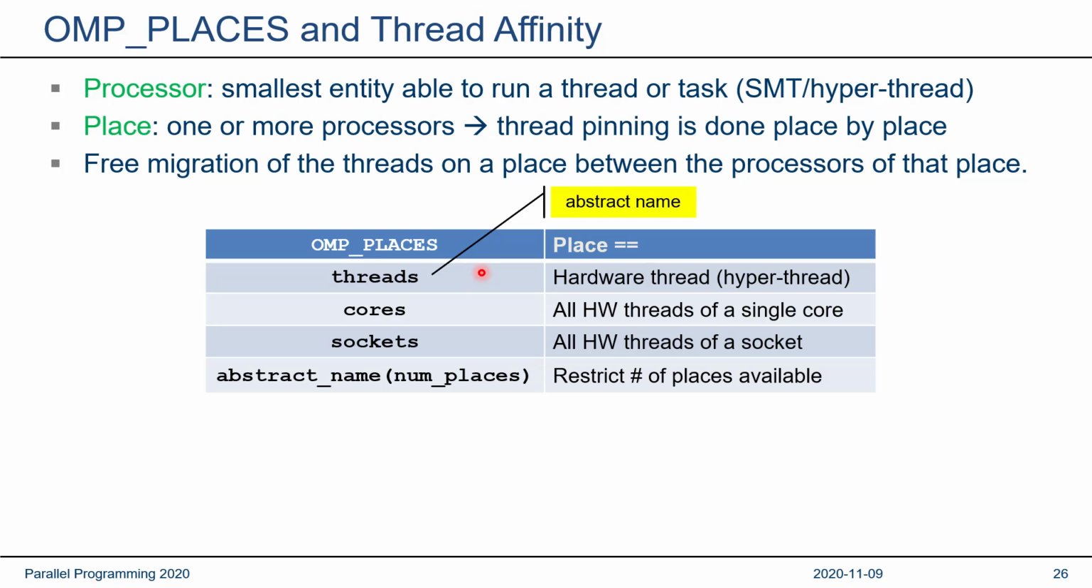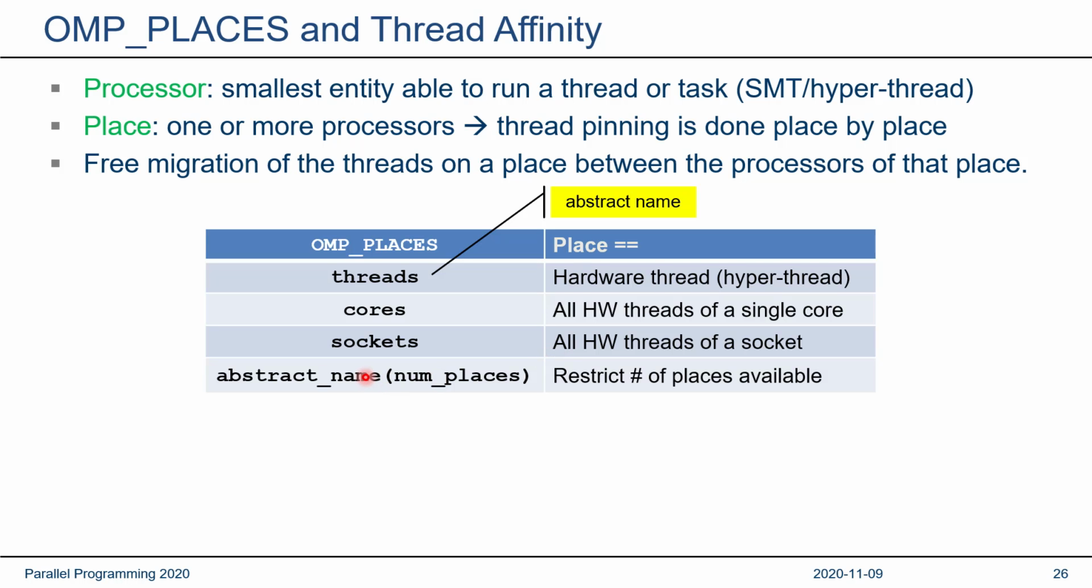Now, generally, you can say that if OMP_PLACES is set to threads, then one place is one hardware thread or hyperthread or SMT thread. If OMP_PLACES is set to cores, then one place is all hardware threads of a single core. In modern Intel and AMD processors, that's usually one physical core comprising 2 hyperthreads. But there are examples of CPUs in which one physical core has up to 8 hyperthreads. If OMP_PLACES is set to sockets, then one place comprises all hardware threads within a socket, which could be a considerable number.